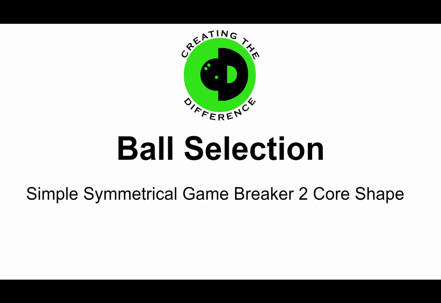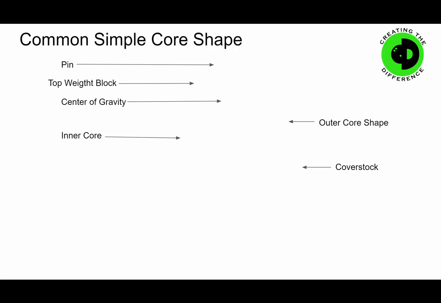From a ball selection standpoint, this is about symmetrical balls, and there are asymmetrical core shapes as well. We'll go into that in a much later presentation. This is meant to be fairly quick. So we used a simple symmetric Game Breaker 2 core shape because it's very simple. It's fairly common, and it allows people to get a real good idea, based on the type of core that it is, of what happens when you do symmetrical core bowling balls.